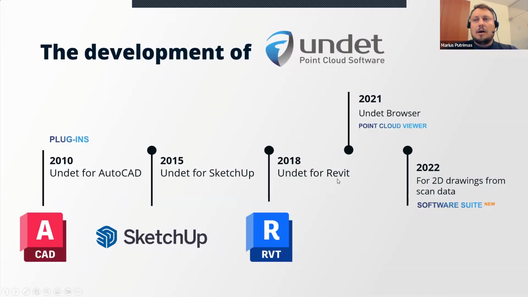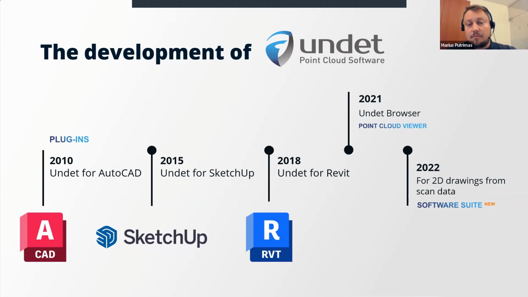And about Undet point cloud software. As you may know, we have different plugins. We have a plugin for AutoCAD, and this session will be dedicated to AutoCAD users. We have a SketchUp plugin and a Revit plugin. Last year, we released a beta version of Undet Browser, which we will show you today.